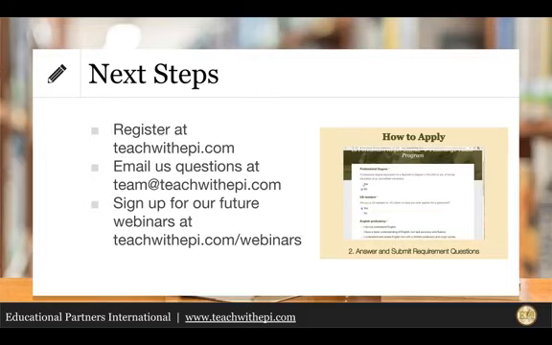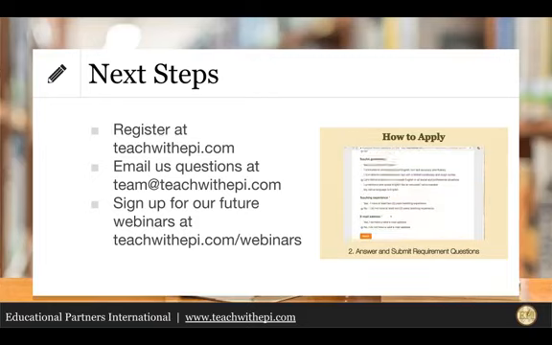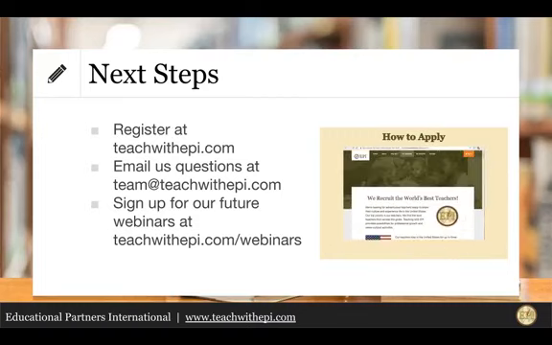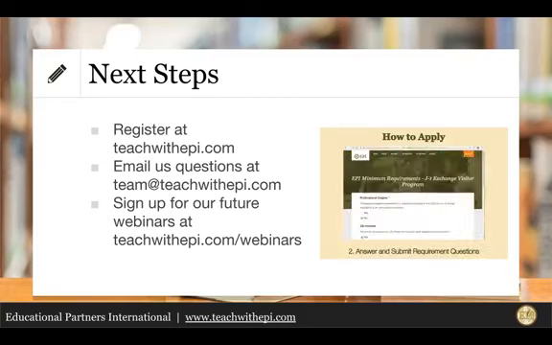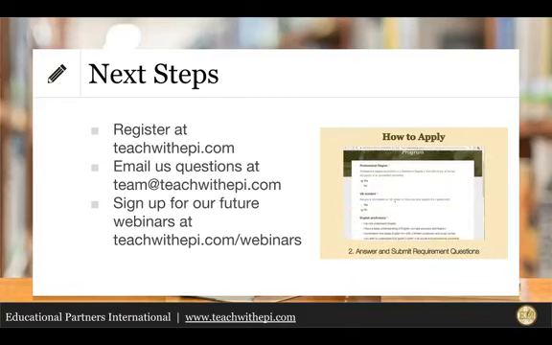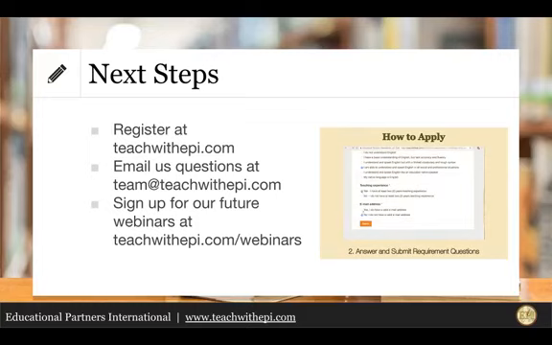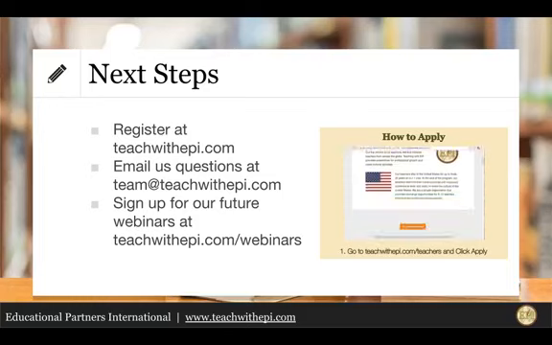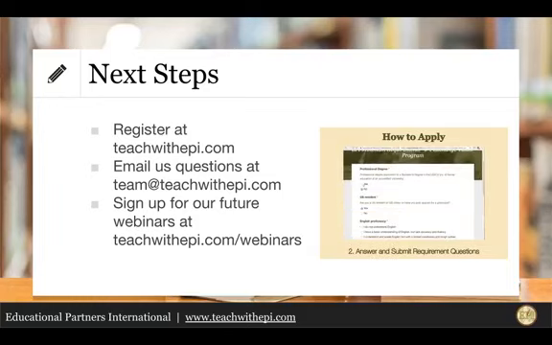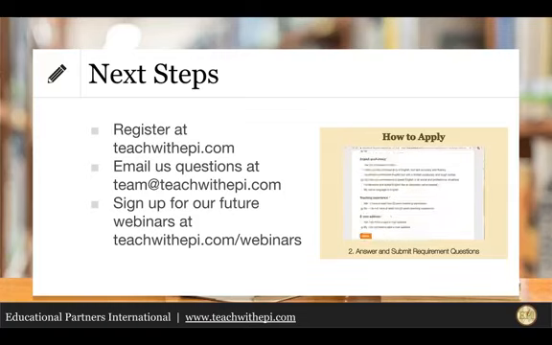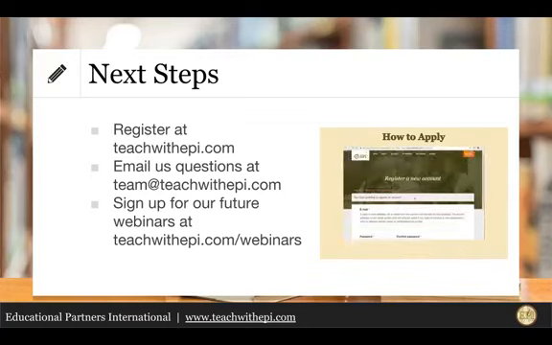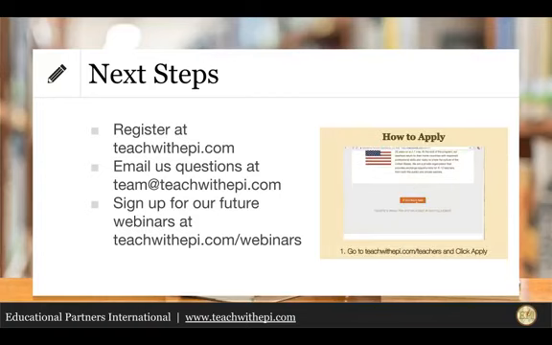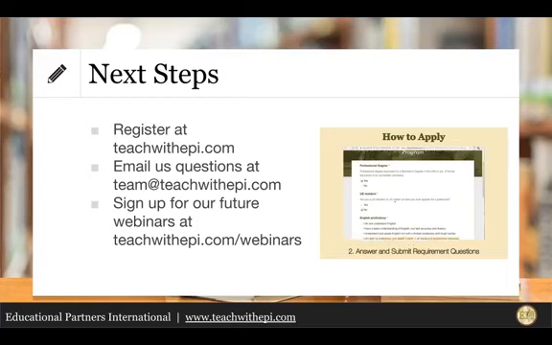Okay, so now that you know more about how to apply, let's talk about next steps, what you're going to do after this webinar here. First, if you have not yet applied, please go to teachwithepi.com and start the application process. If you have started the application but still have questions about how to continue, you can email us directly at team@teachwithepi.com with your question, and one of our team members will get back to you as soon as possible. Finally, go to teachwithepi.com/webinars to sign up for our future webinars and to watch all of our previous videos that we have done.